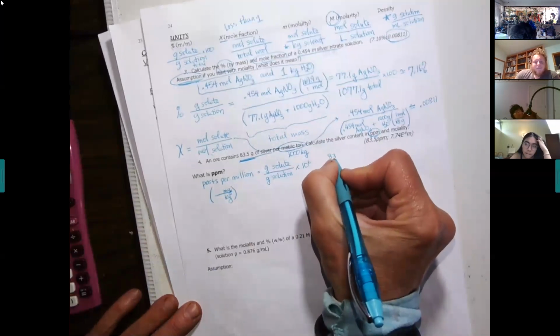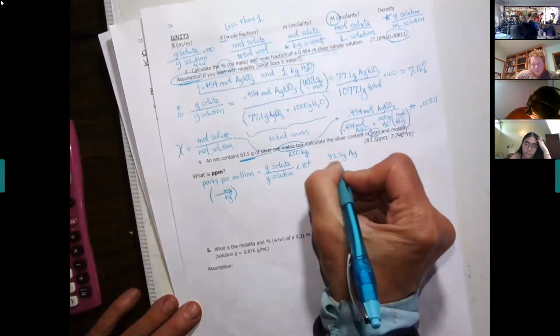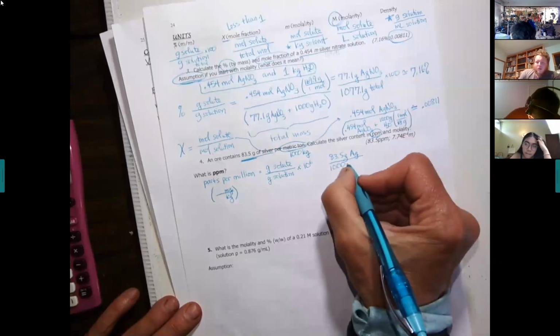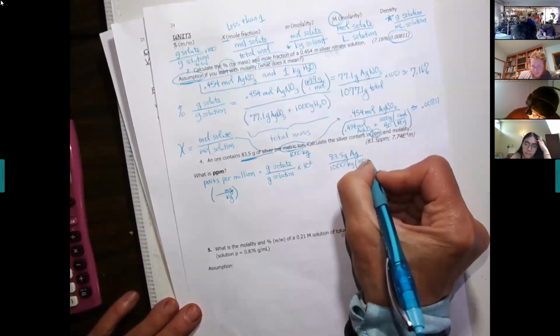All right, so up here what we would do is take our 83.5 grams of silver. We're not doing anything with moles, and we put it over our 1,000 kilograms, which we would have to change to grams. So 1,000 grams per kilogram.